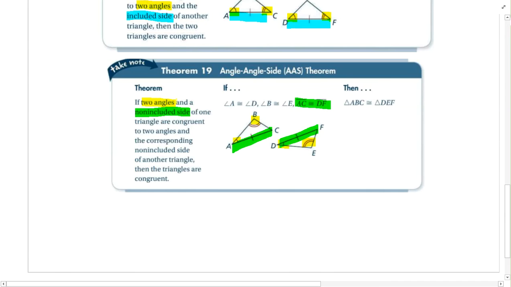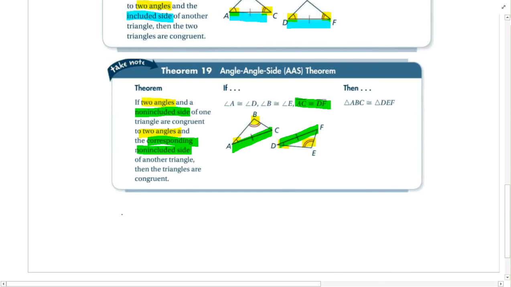So if two angles and a non-included side of one triangle are congruent to two angles and the corresponding non-included side, then, oops, let me erase all this. Come on, erase. Here we go. Then the triangles are congruent.